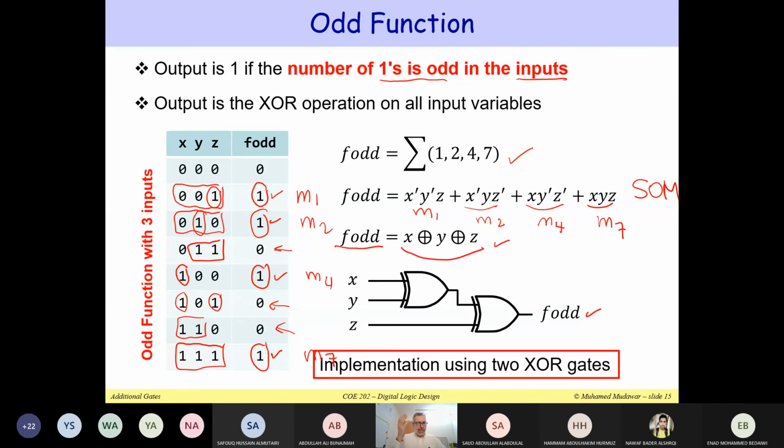If I have, let us say, a 4-input odd function, with W, X, Y, Z, then F odd will be W XOR X, XOR Y, XOR Z. So I will need 3 2-input XOR gates. If you look at it as a sum of minterms, it will be very long and very complex. So this is the importance of the XOR gate. We can use them to implement odd functions. So this is the meaning of the odd function. As I said, you can interrupt me at any point if you have questions.